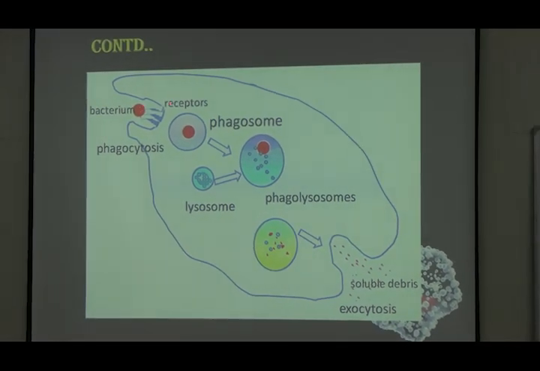Bacteria. So phagocytosis, this is the neutrophil. Phagocytosis is done. Phagosome within the cytoplasm. Now this phagosome will combine with lysosome, and the lysosome will liberate the enzymes and digest the bacteria, the red colored bacteria, into pieces. Now the pieces will be exocytosed. Clear?